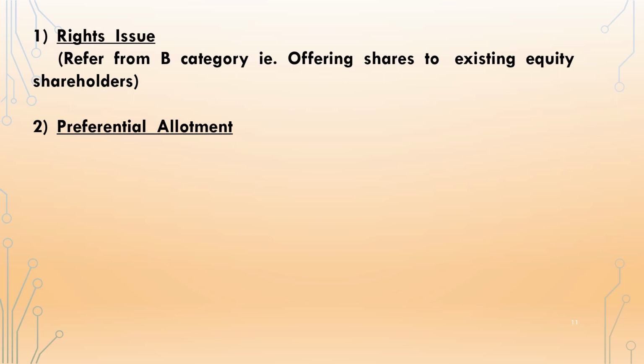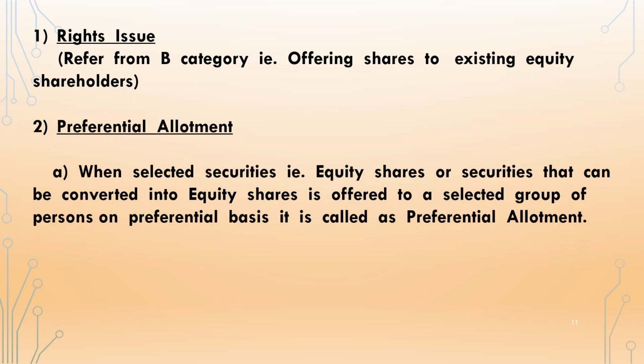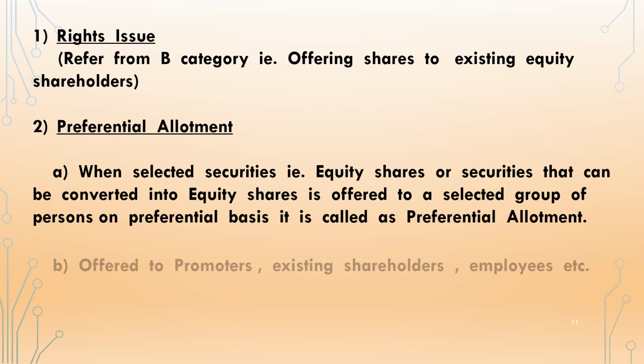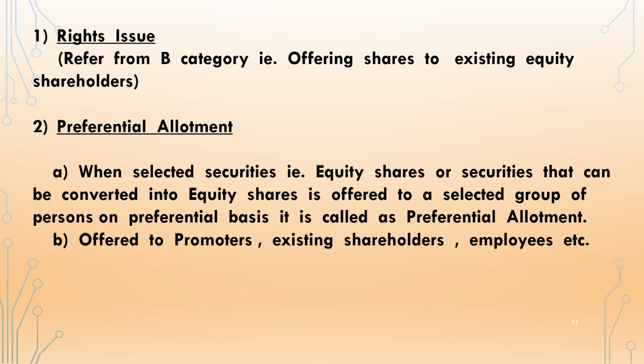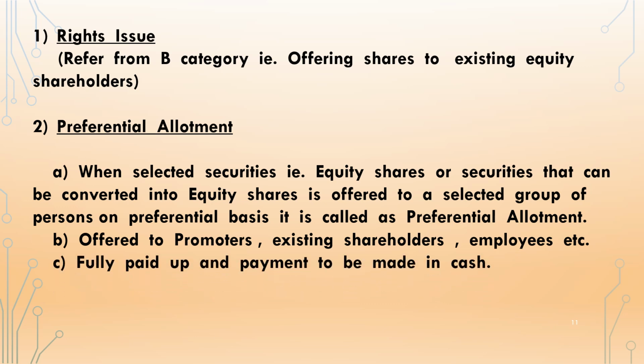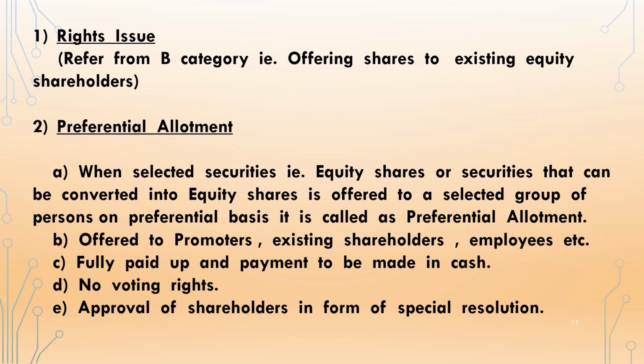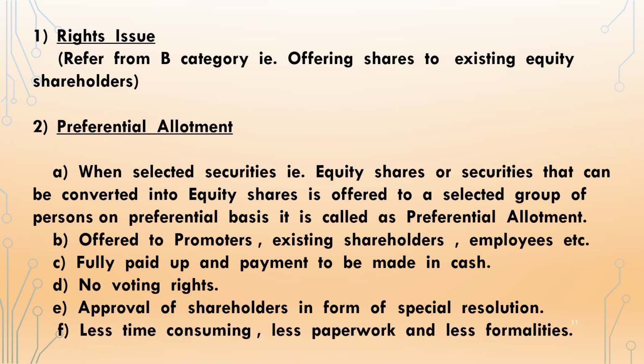Whenever the company offers selected securities, that is equity shares or securities that can be converted into equity shares, to a selected group of persons on a preferential or priority basis, it is called preferential allotment. Usually, they are offered to promoters, existing shareholders, employees, etc. The shares issued under this scheme are fully paid up and the payment for the same is made in cash. Further, these shares do not carry voting rights. Even in case of preferential allotment, approval of shareholders in the form of special resolution is needed. Lastly, companies go for preferential allotment as it is less time consuming, it has less paperwork as well as fewer legal formalities are required.